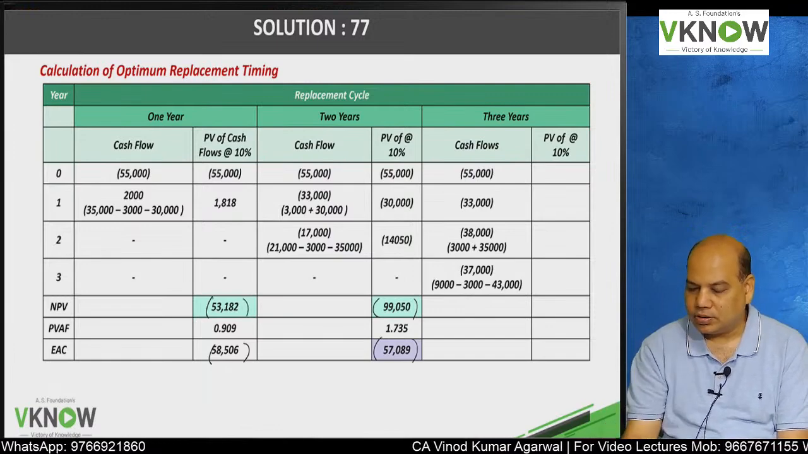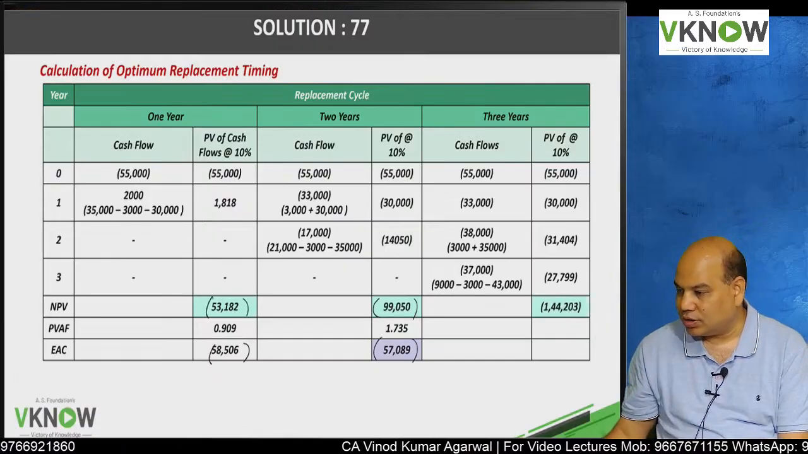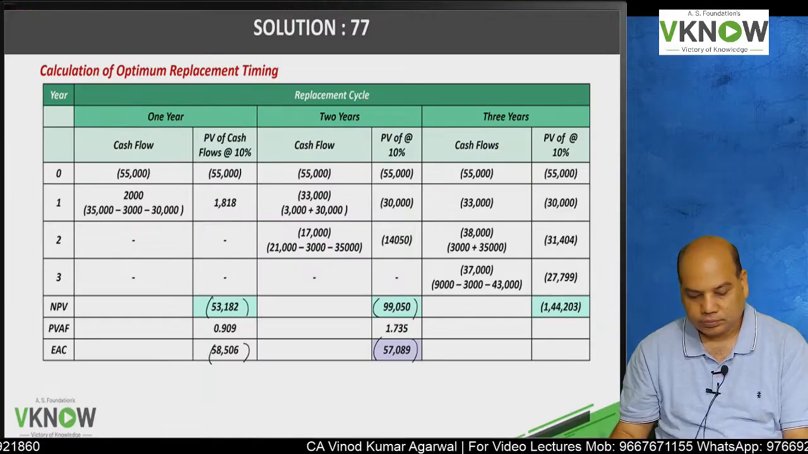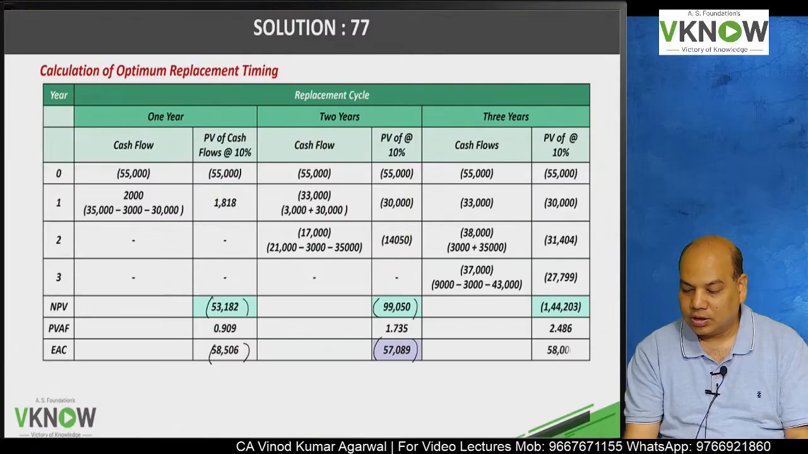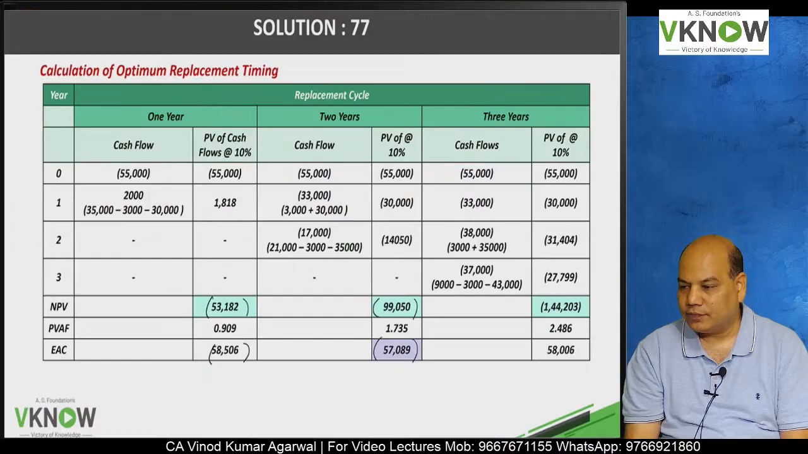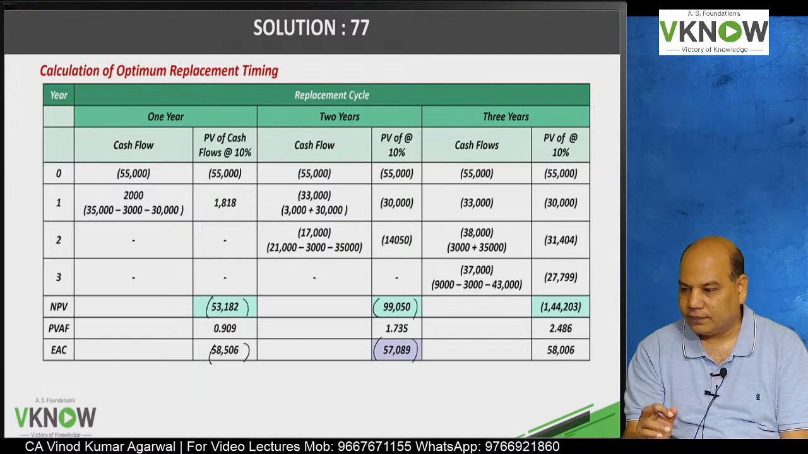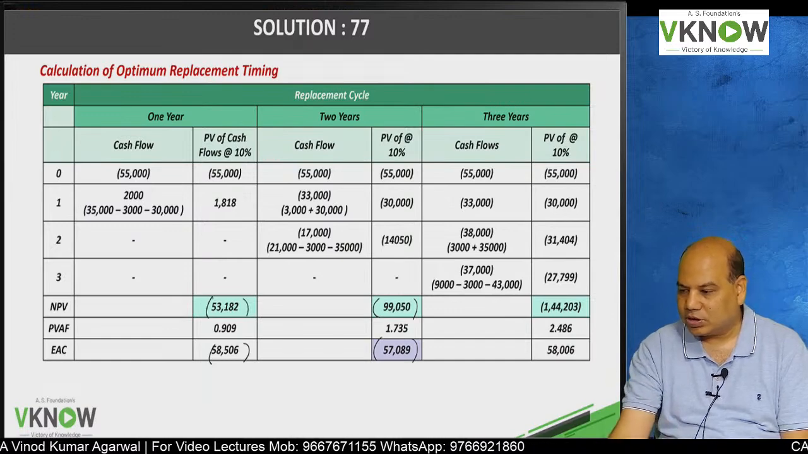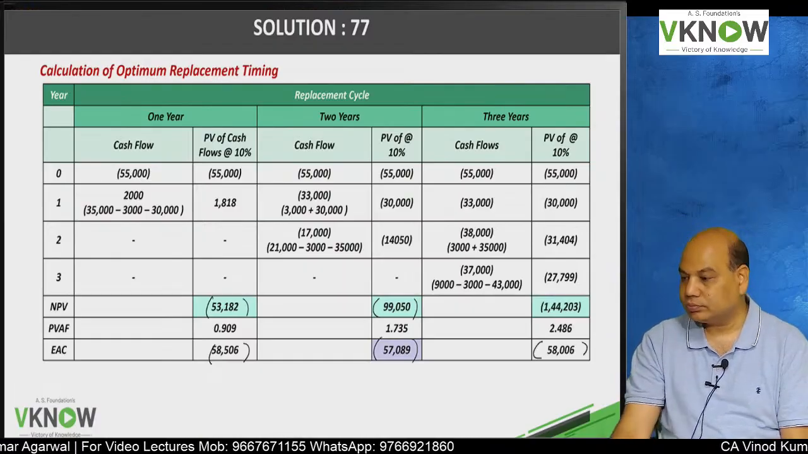So I have received one reply from a student, 144,203, exactly the same answer. Very good. 144,203, and then you divide by annuity factor 2.486. You will get 58006. Is it 58006? Please confirm.